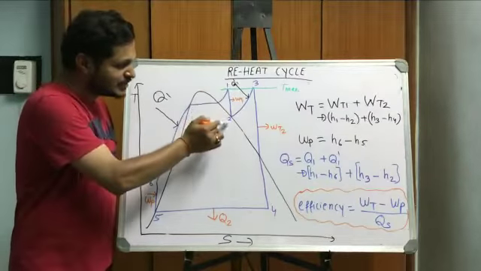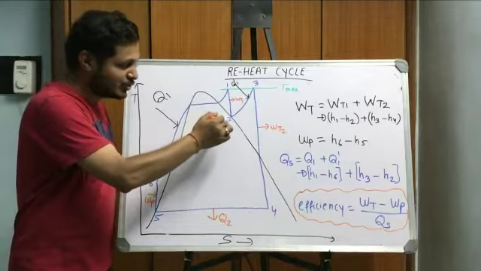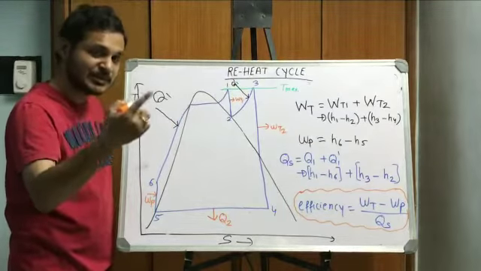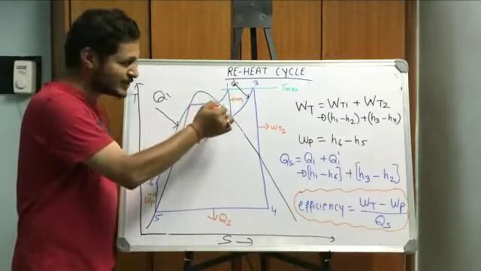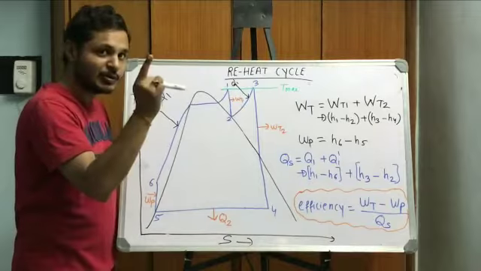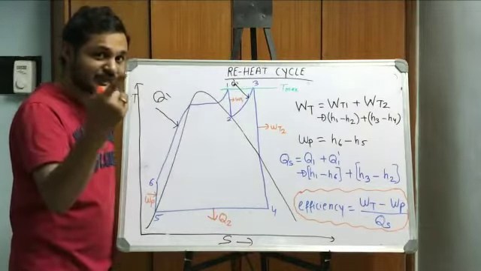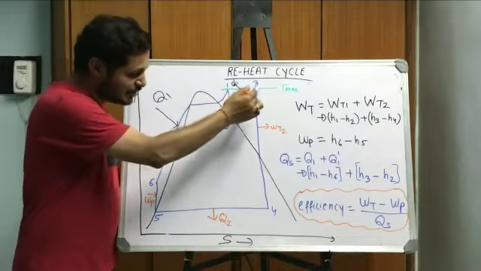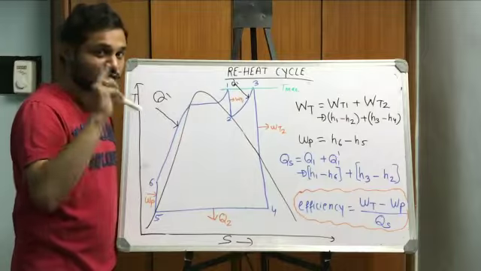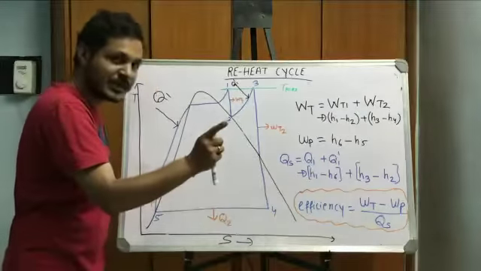So 1 to 2 is the expansion of steam in the high pressure turbine. Again 2 to 3 is the reheat. Again we are reheating the steam in the boiler. So 1 to 2 is the expansion in the high pressure turbine, where WT1 is the work output. 2 to 3 is the reheating of steam again in the boiler. 3 to 4 is expansion of steam in the low pressure turbine. Two turbines we are using. This is the first turbine and 3 to 4 is the second turbine.